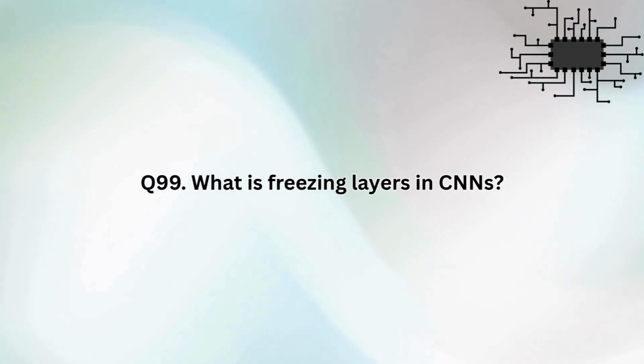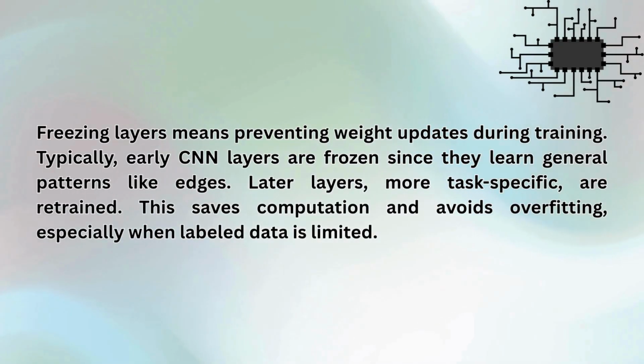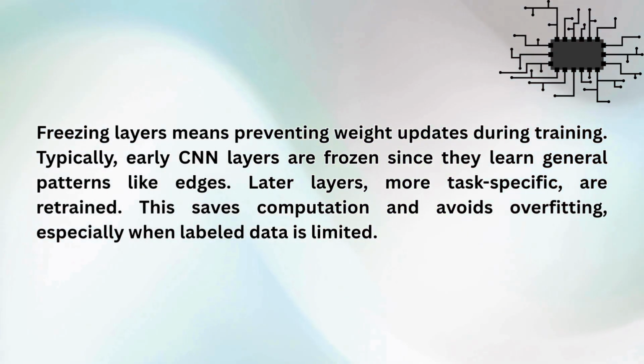What is freezing layers in CNNs? Freezing layers means preventing weight updates during training. Typically, early CNN layers are frozen since they learn general patterns like edges. Later layers, more task-specific, are retrained. This saves computation and avoids overfitting, especially when labeled data is limited.